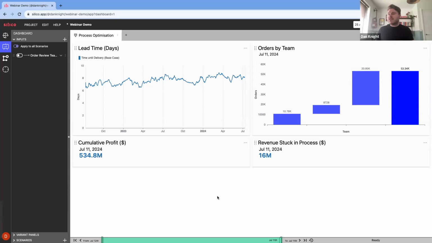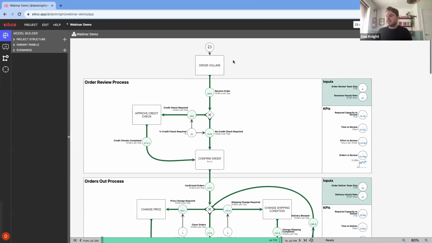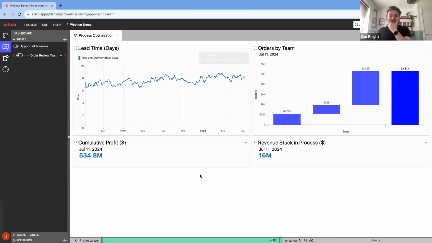So what else can we do with this? It's all well and good having these KPIs, but what can we actually do with them? The second thing that Silico allows us to do is fundamentally change any of the variables or numbers in the simulation to see what will happen to the output. Let's say, for example, we have the order review team, the first point of the process, which is this set here, and we want to reduce this team by 1 person. We can make that change in our digital twin before we make the change in real life to see what impact it will have.